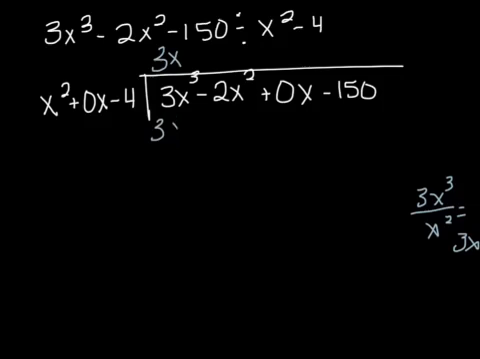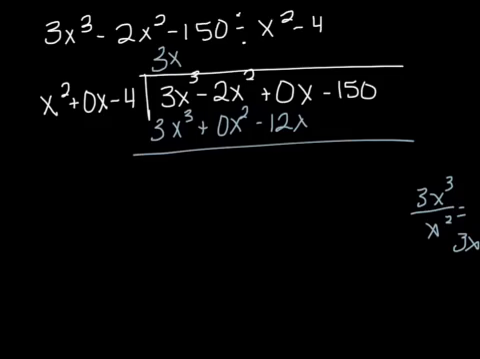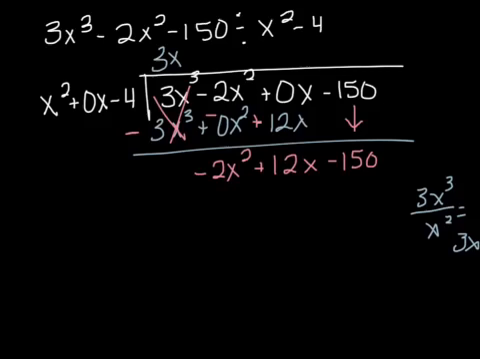Distribute. 3x to the third plus 0x squared minus 12x. Subtract, change the sign of each. That cancels, negative 2x squared plus 12x, and bring down. So I'm going to divide. Negative 2x squared divided by x squared, so that gives me negative 2.